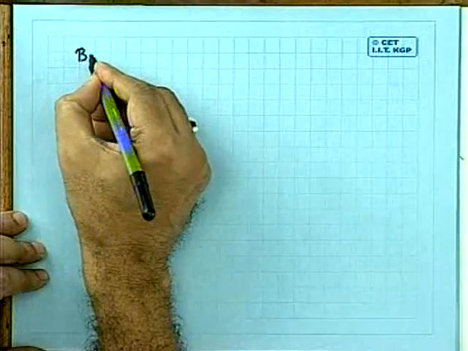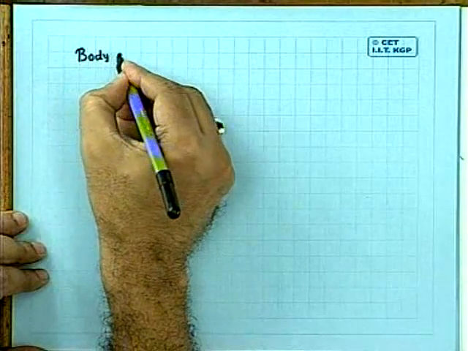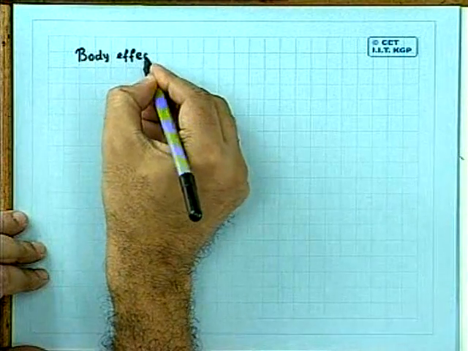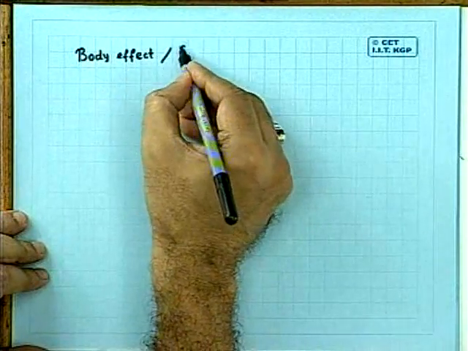Okay, now consider another very important aspect called body effect, also called substrate bias effect.